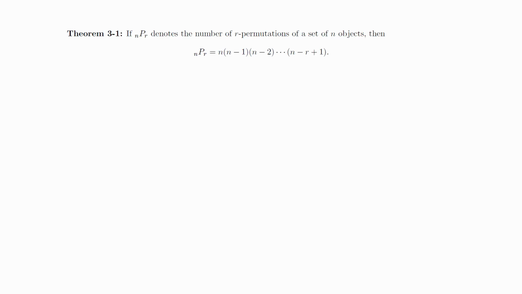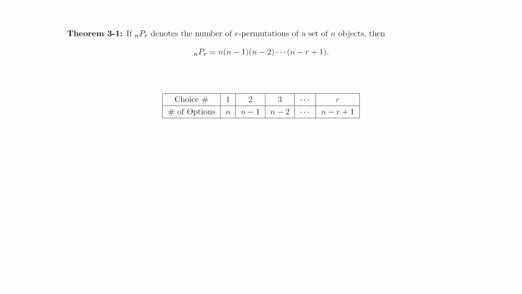The next theorem provides a formula for the number of r-permutations of a set of n objects. We read this symbol as n permute r. The proof is nothing more than thinking through the number of choices at each step and applying the general combinatorial principle. For the first choice, there are n options. For the second choice, there are n-1 options. For the third choice, there are n-2 options. And the pattern continues all the way down through the rth choice. At this point, there are n minus r plus 1 options. Using the general combinatorial principle, we multiply these numbers together to get the desired result.